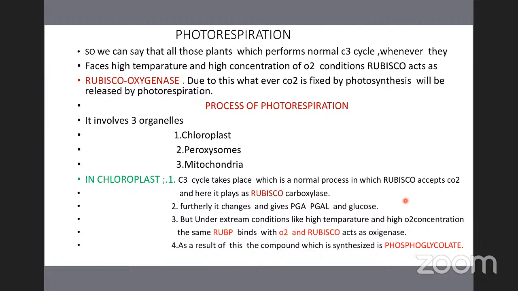That means it starts with the binding of CO2 with RUBP in the presence of RUBP carboxylase, and the first formed product is phosphoglyceric acid, which is a 3C compound. That's why it is called the C3 cycle. And this PGA, by undergoing various changes, finally produces aldehyde. Of these aldehyde molecules, 3/4 are utilized in the regeneration of RUBP, and 1/4 helps in the synthesis of glucose. This is the common procedure in the C3 cycle.